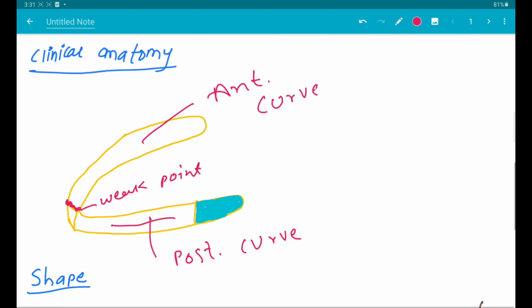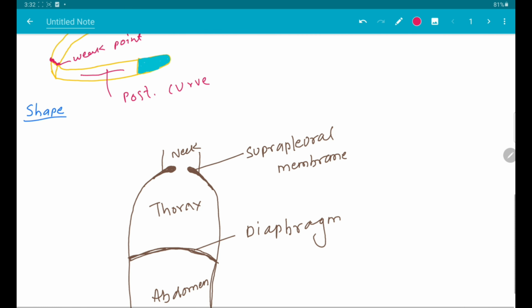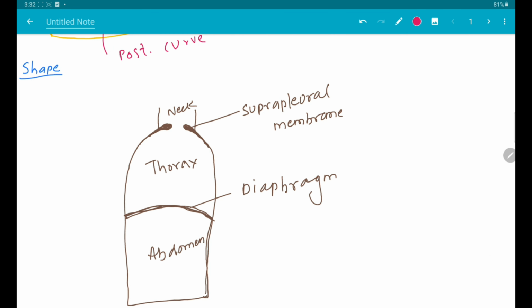So the next one is shape. When we look at the thoracic cage or the trunk, it is divided by the diaphragm muscle into two parts. The upper part makes the thorax and the lower part makes the abdomen. So this is the thorax. Its upper part you can see is narrow, and its lower part is broad.